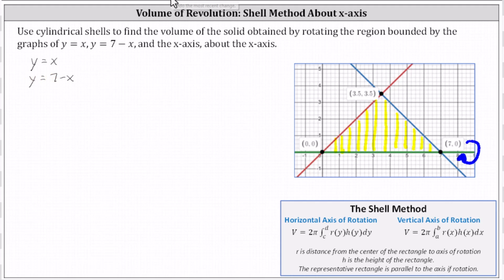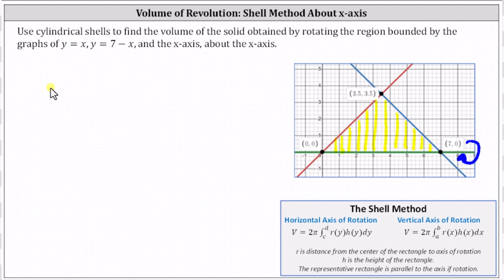To solve the system, let's substitute y for x in the second equation, which gives us y equals 7 minus y. Solving for y, we have 2y equals 7, dividing both sides by 2. We have y equals 7 halves, or 3.5. And because y equals x, we have the point 3.5, 3.5.